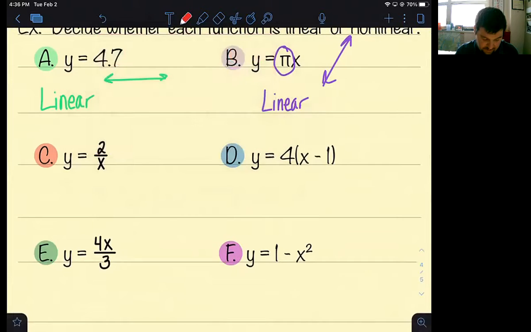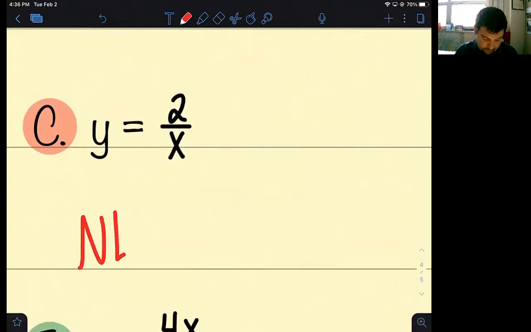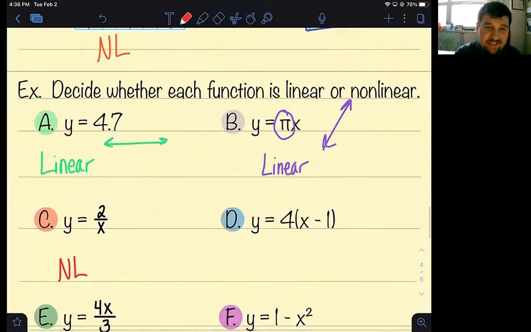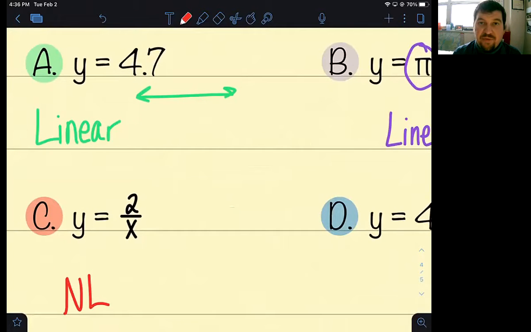Example C. This one is nonlinear. Now, if you're thinking, whoa, whoa, whoa, I don't see an exponent with that. I thought you said that if the exponent wasn't there, it was linear. Okay, well, here's the problem. This x is in the bottom of a fraction. Do you ever type an equation in on Big Ideas and you accidentally put the x with your fraction and it marked it wrong? This is why. Because this is actually the same as this.